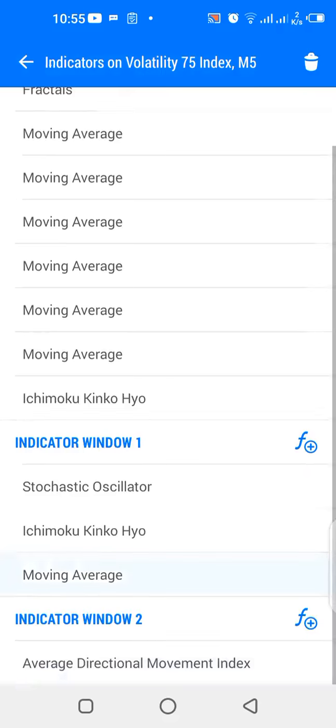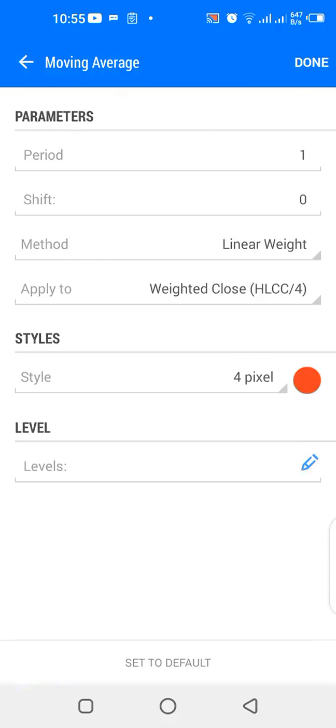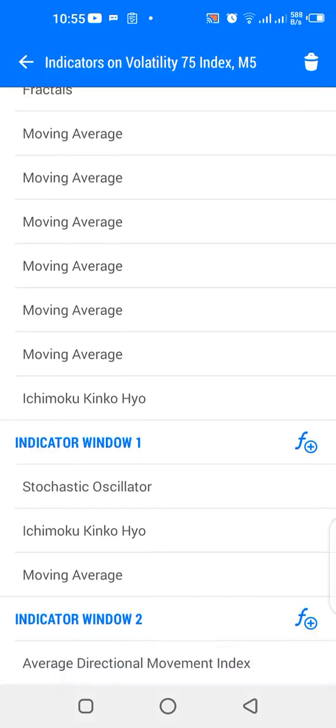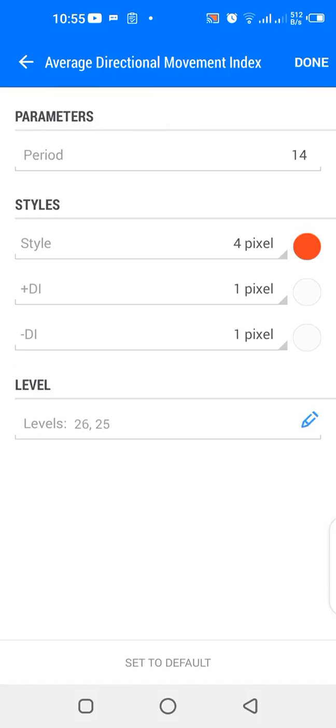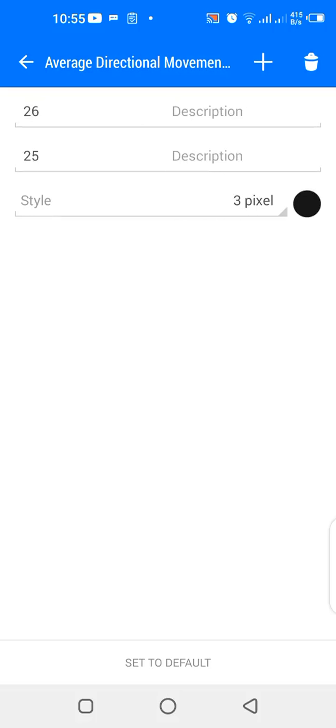Then the moving average is 1 period. Shift is 0. Method is linear weight applied to weighted close. And the color is red. Then the last window, which is indicator window 2, we have average directional movement index. Let's look at the settings. Okay, the period is 14. The style color is red. Meanwhile, the color for the plus D and minus D will match the background color of the chart. Then the levels, we have 26, 25.